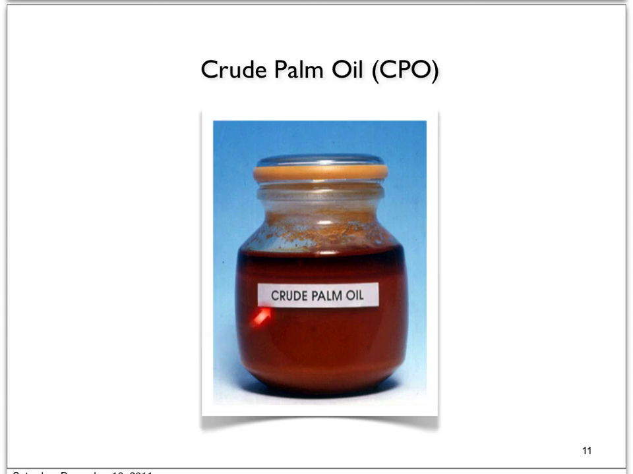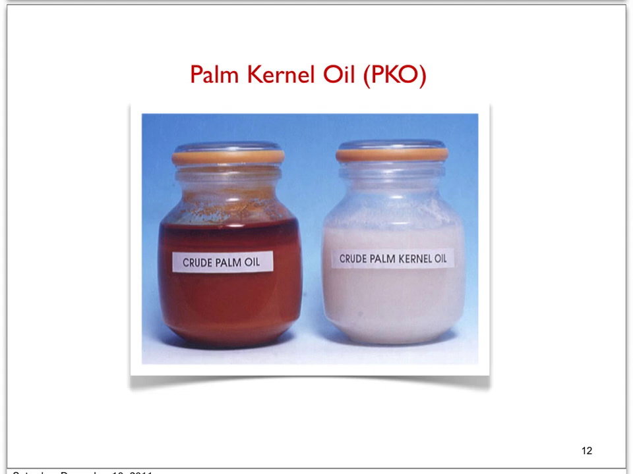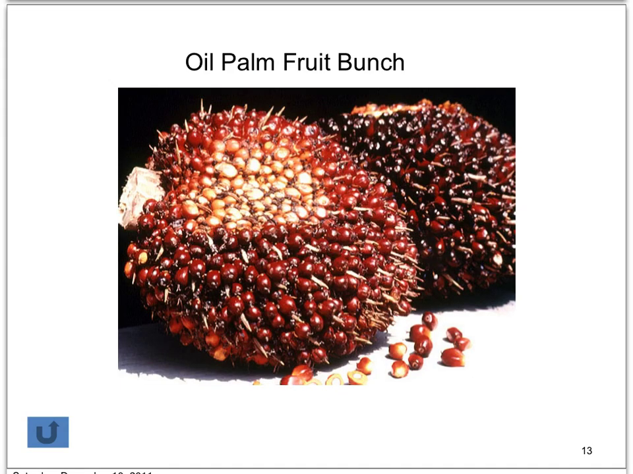And this is how the crude palm oil looks. It's quite thick and viscous with a red or orange color. It contains a rich amount of carotenoids. And in this picture you can see a side by side comparison between the appearance of crude palm oil and the appearance of crude palm kernel oil. And here again is a closer-up picture of the oil palm fruit bunch. Looks very beautiful, isn't it?